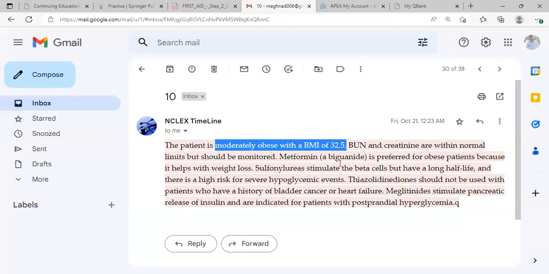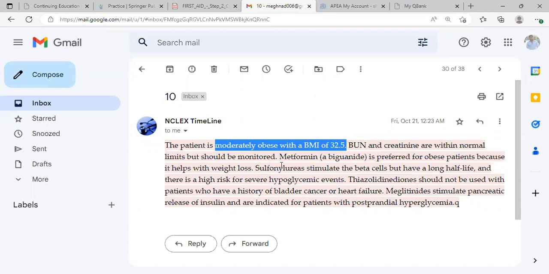Metformin. It is the medication for diabetes. Metformin, the trade name is biguanide. Metformin is preferred for obese patients because it helps with weight loss. So if a patient has diabetes because of obesity, we give them metformin.